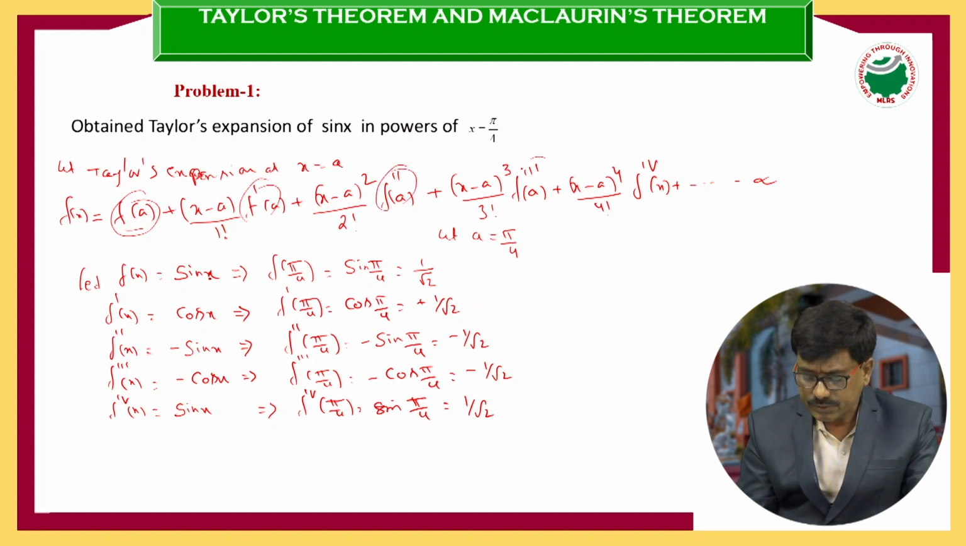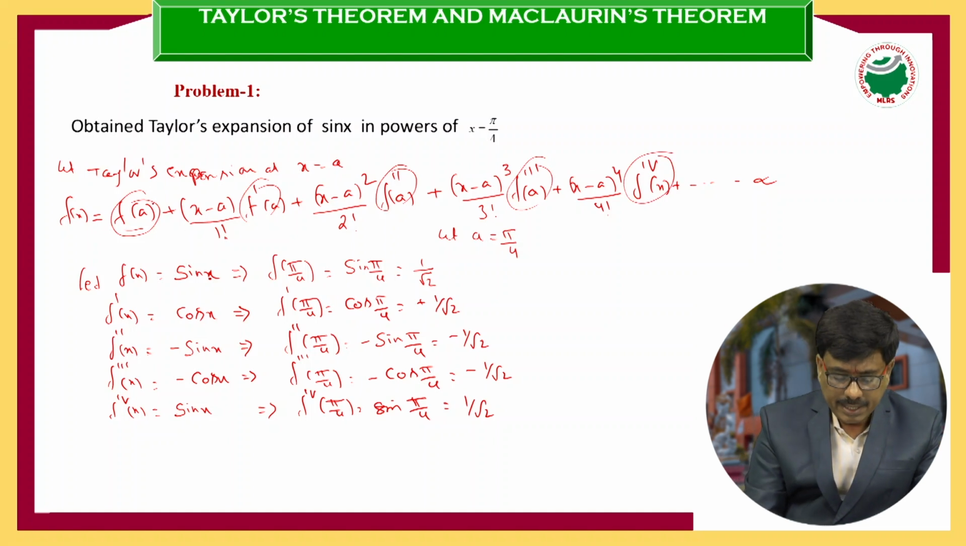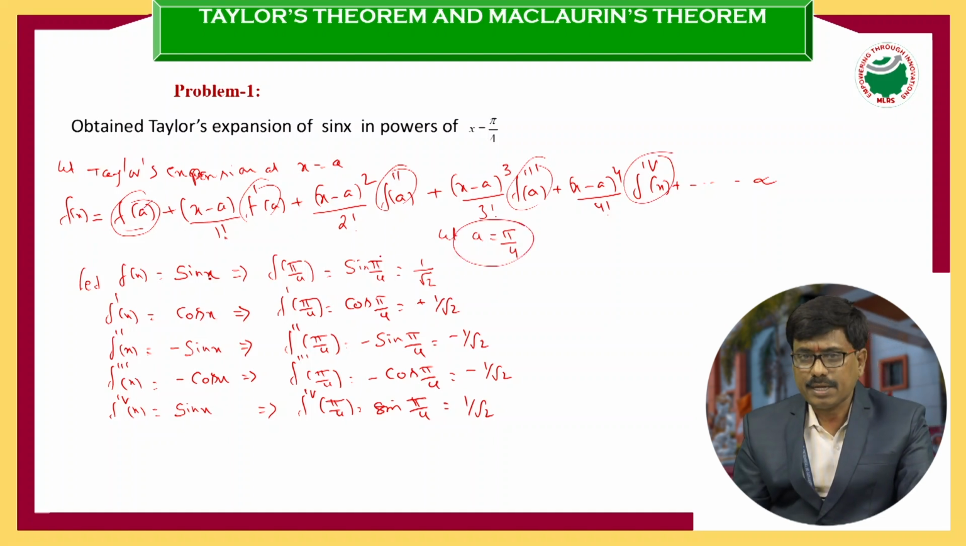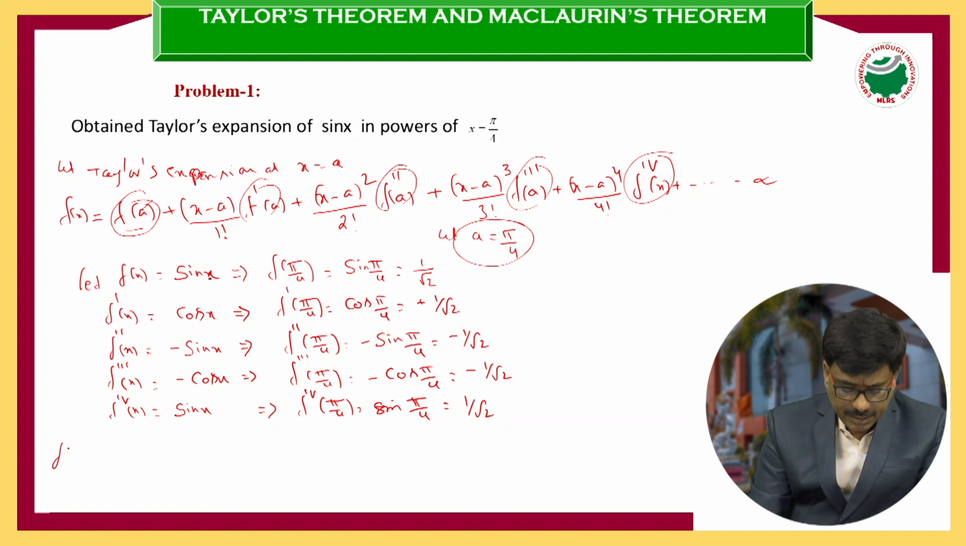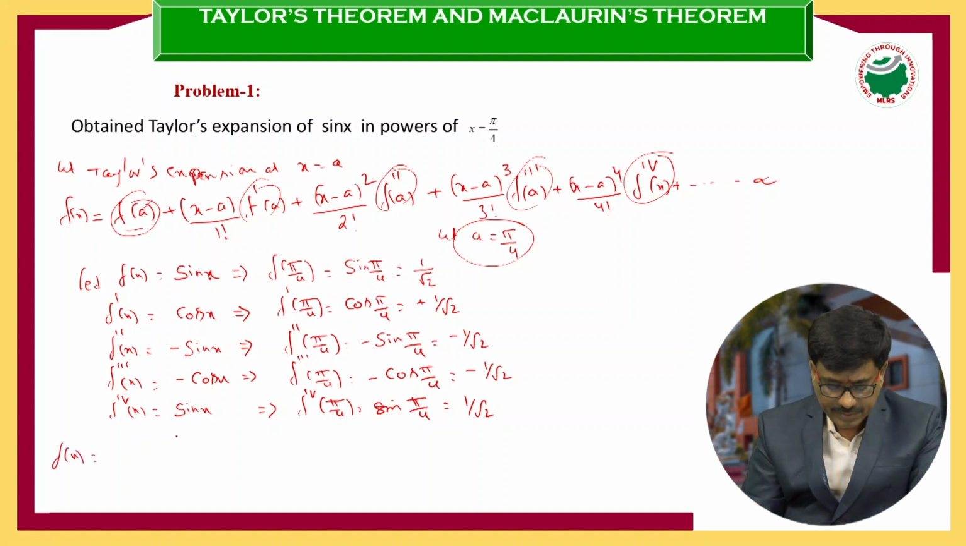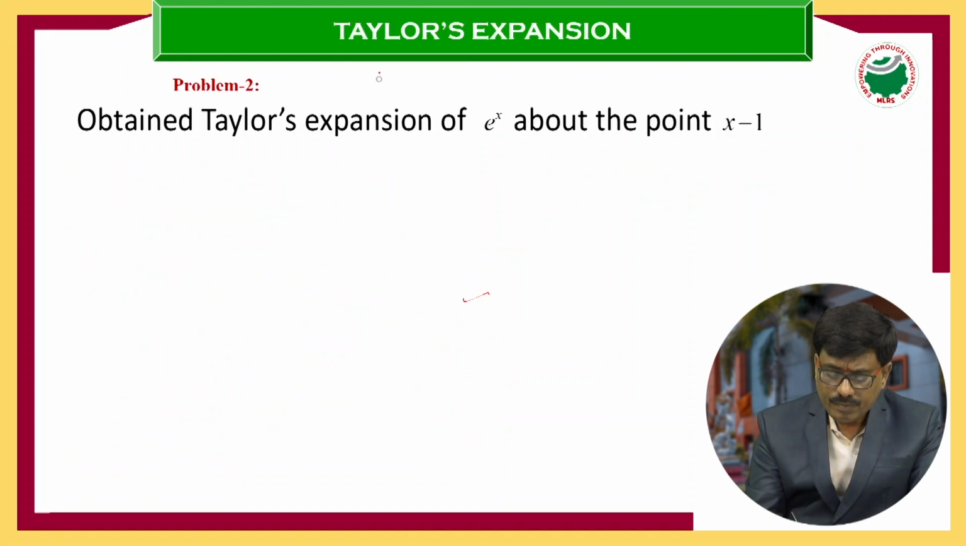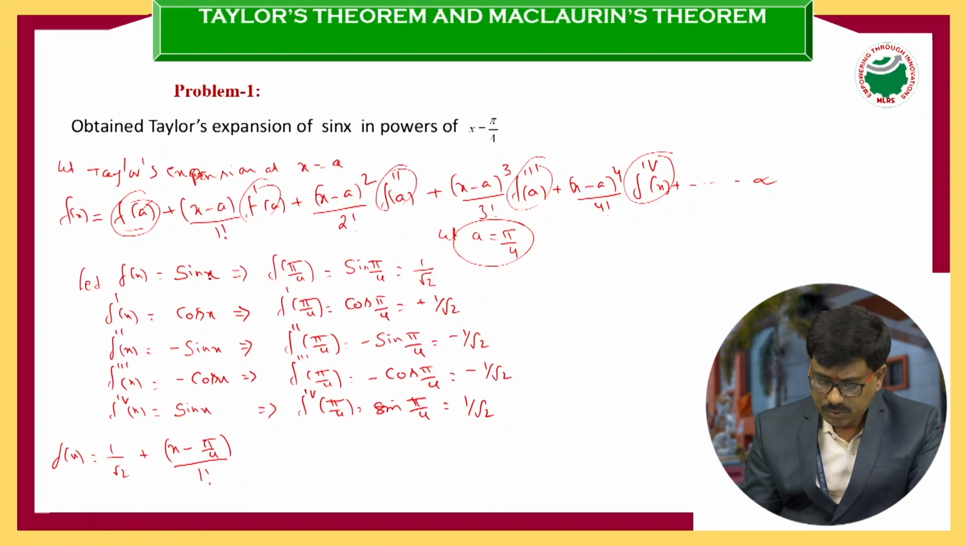Now we are going to substitute f of a, f dash of a, f double dash of a, f triple dash, and the fourth derivative, where a is replaced by pi by 4. Now this expansion becomes f of x is equal to f of a, which is 1 by root 2, plus (x minus pi by 4) whole divided by 1 factorial into f dash of a, and the f dash of a value we got is 1 by root 2.